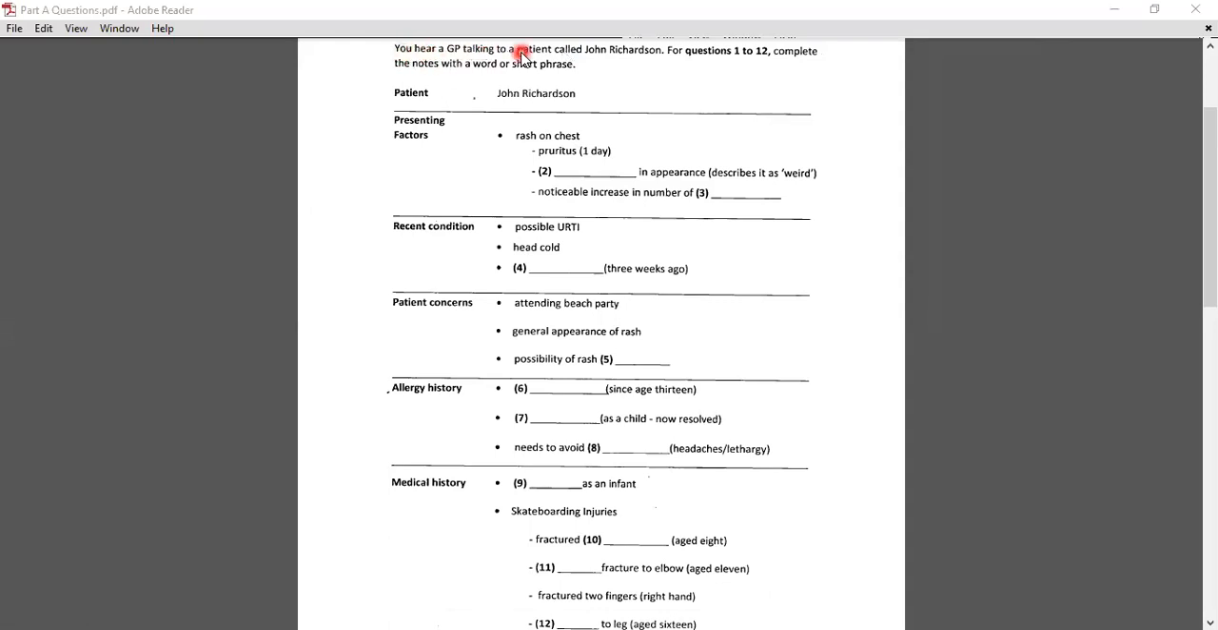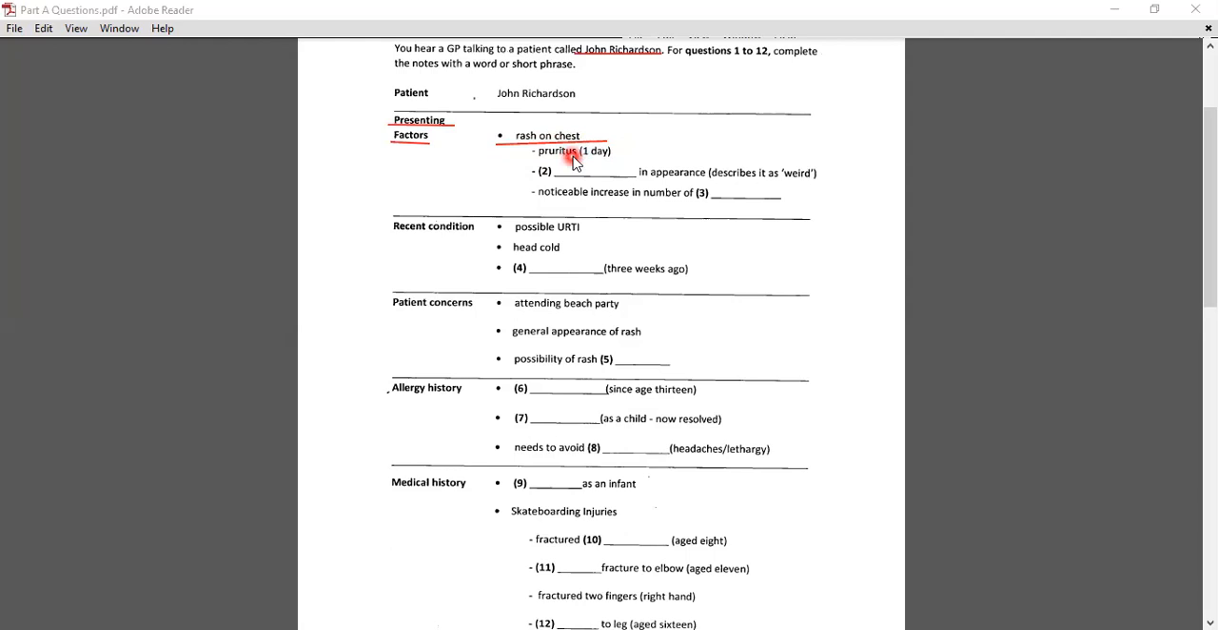So here it says you hear a GP talking to a patient. So this is a conversation between a doctor and a patient. Then presenting factors. So presenting factors starts with rash on chest. The layout of the notes taken can also be a very helpful factor while predicting, because see here you have a major bullet point, the bigger one, and these three are sub points. That means they all are going to be about the rash, right? So he would not be discussing anything else in this part of the conversation, he would be just talking about the rash.